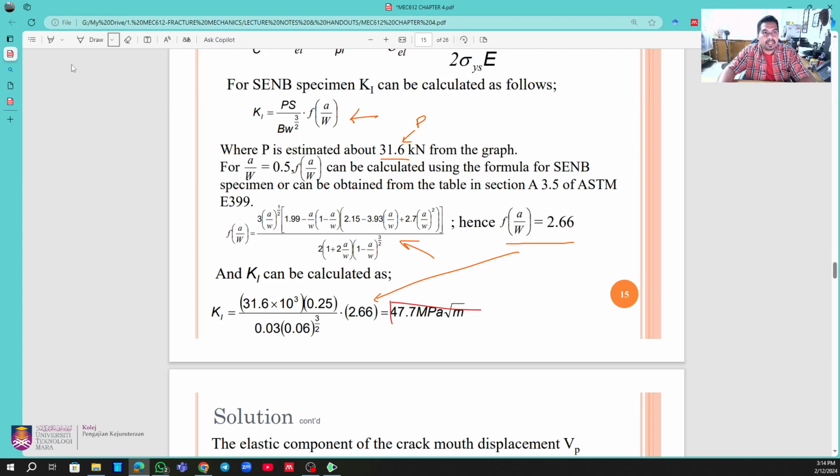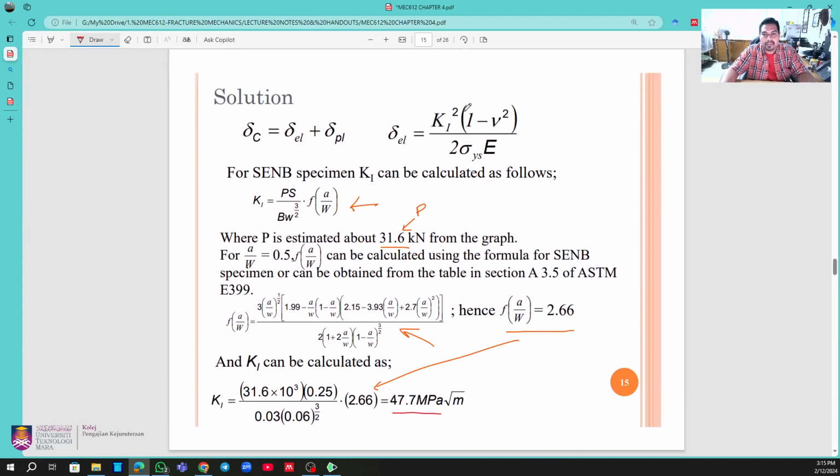So this is the K value, which is 47.7 megapascal square root meter. Alright, so K has been solved, so no worries. We have it already, the K, and we have to multiply it, the power of 2. Poisson ratio we know already, yield strength also we know, as well as the modulus, and straight away we can calculate the elastic deformation.